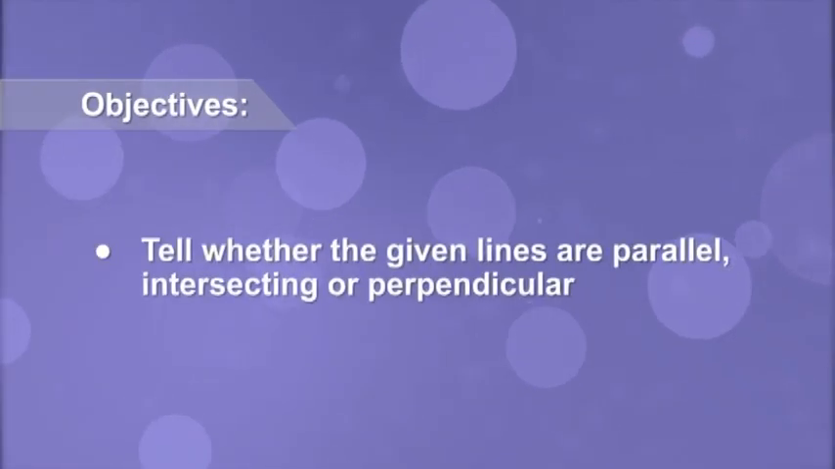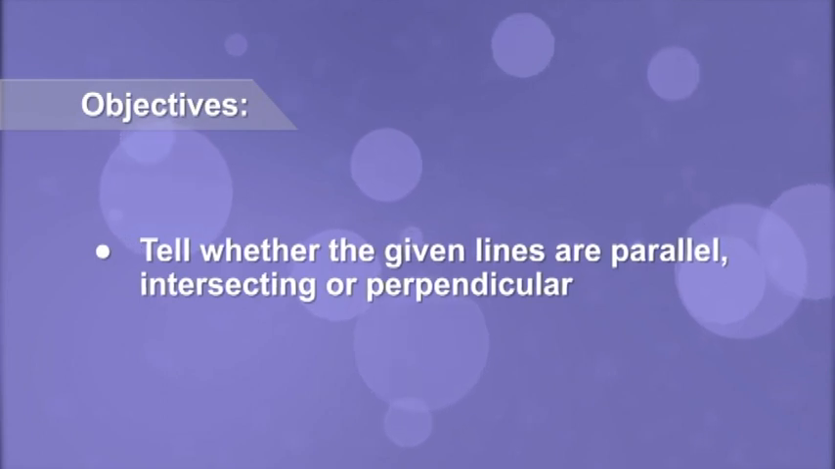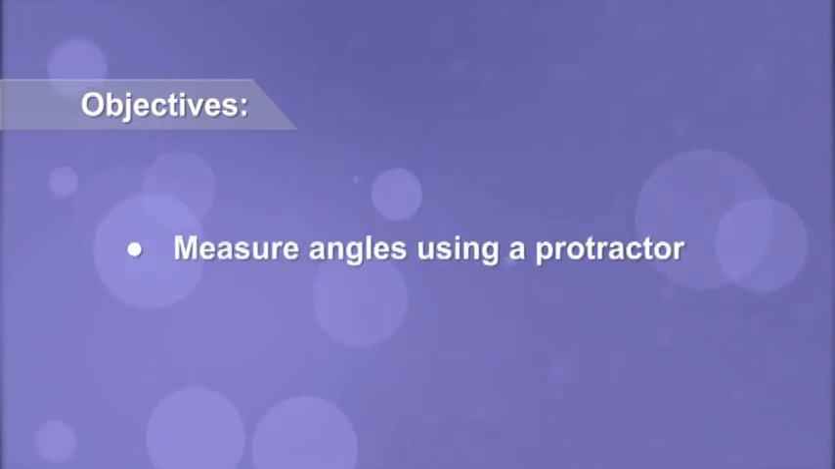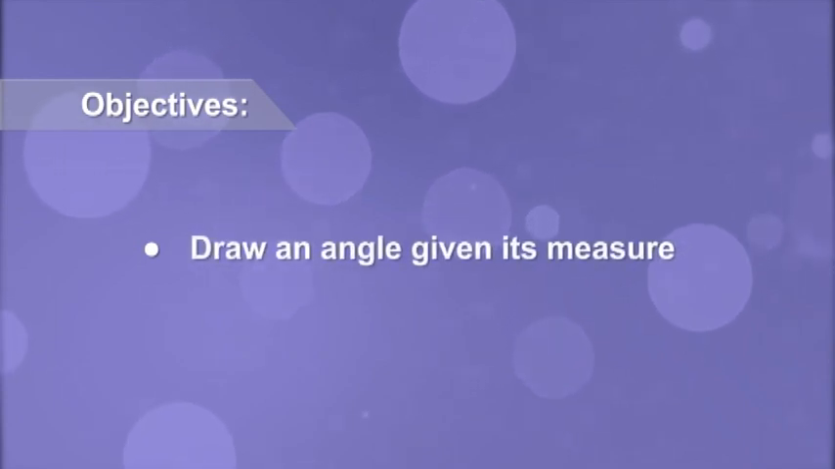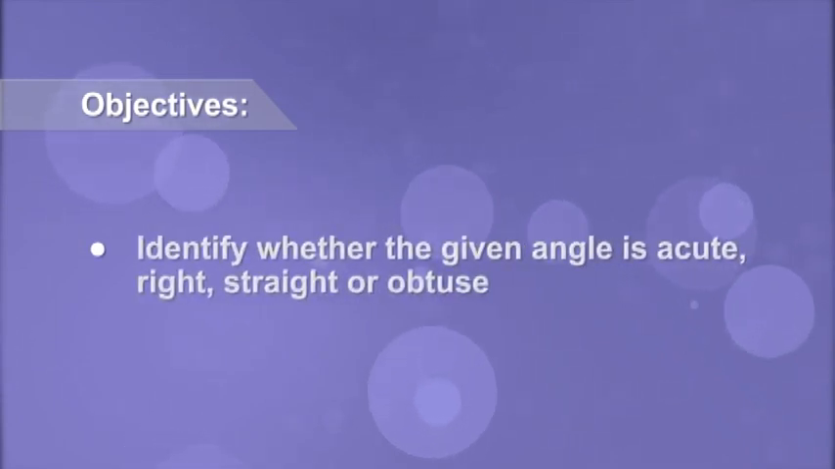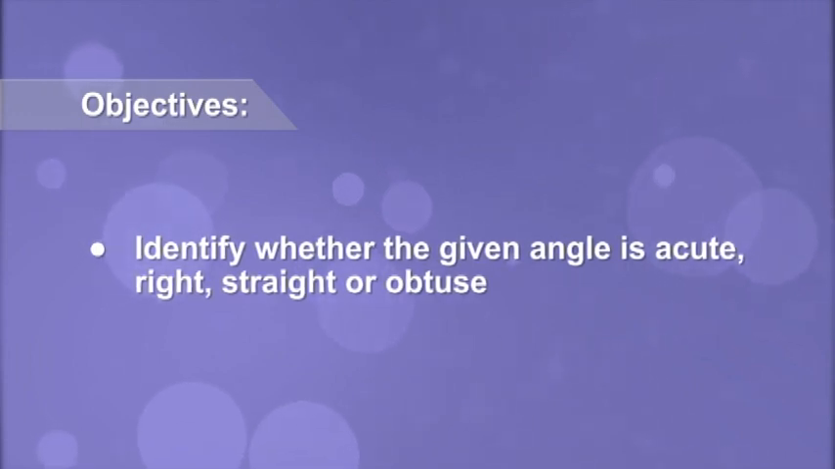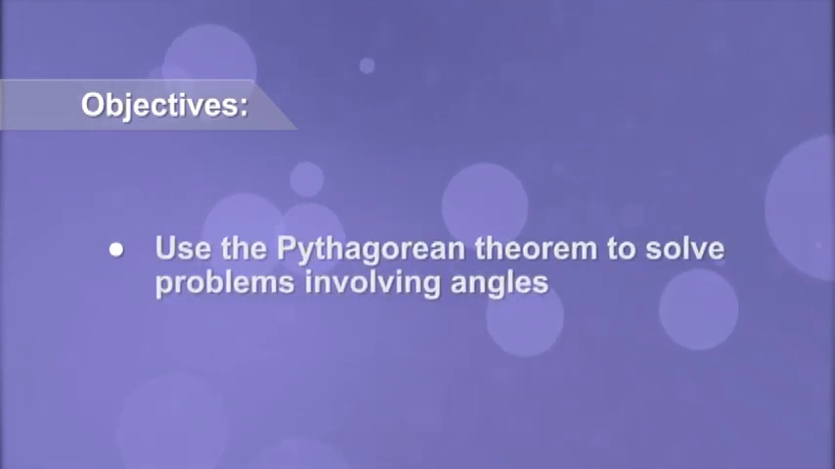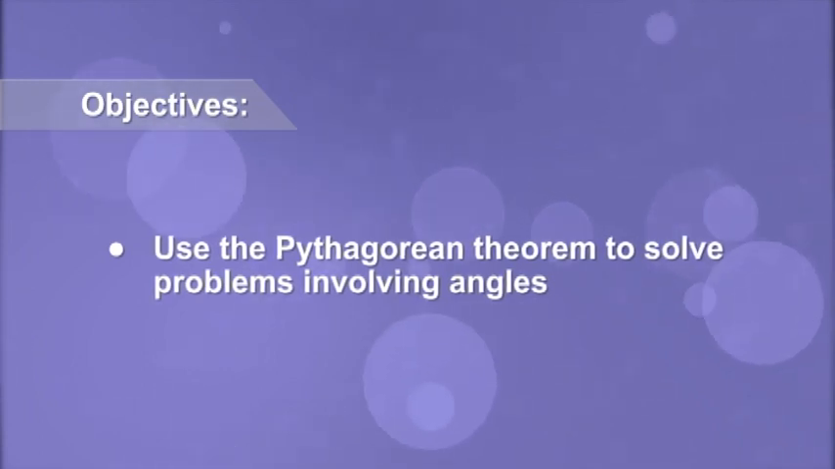At the end of this module, you should be able to tell whether the given lines are parallel, intersecting, or perpendicular. Measure angles using a protractor. Draw an angle given its measure. Identify whether the given angle is acute, right, straight, or obtuse. And use the Pythagorean theorem to solve problems involving angles.